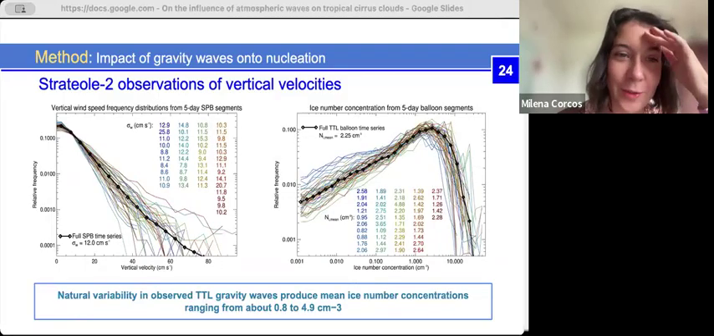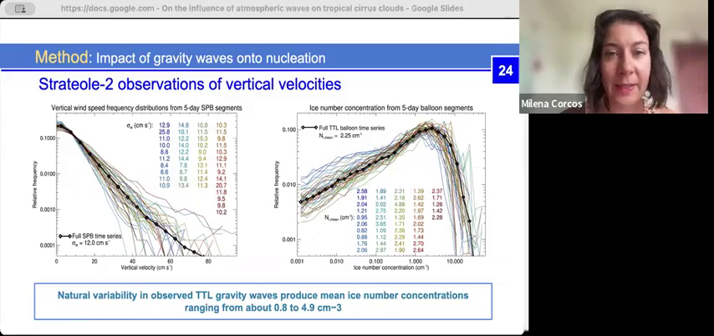The second step was to feed these 5-day time series segments, of which you can see the vertical velocity distributions on the left, onto 0D, like box model, CARMA simulations. We just look at the impact on the nucleation. So you can see that the observed variability in gravity wave activity is large enough to produce quite substantial variability in homogeneous freezing. Depending on which 5-day segment we used, the mean ice number concentration ranges from 0.8 to 4.9 per centimeter cube.